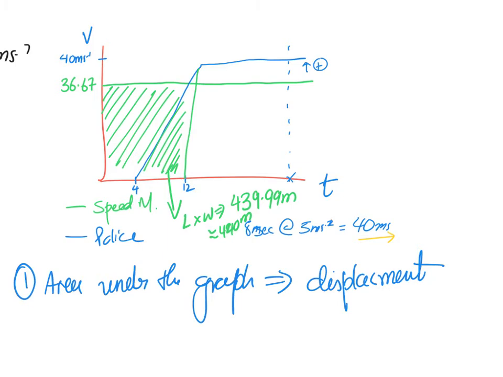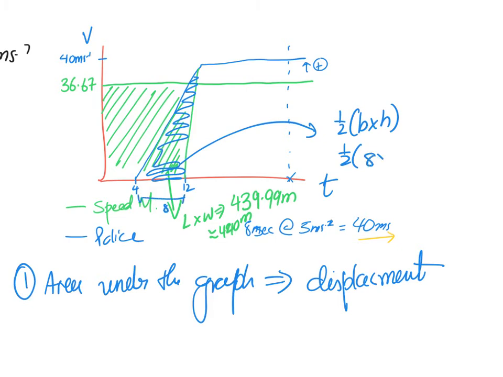On the other hand, we need to now know what has the police car covered in its acceleration time, which is this part in here. And the area of that would be half base times height, because it's a triangle. And half, the base is 8 and the height is 40, which gives us 160 meters.